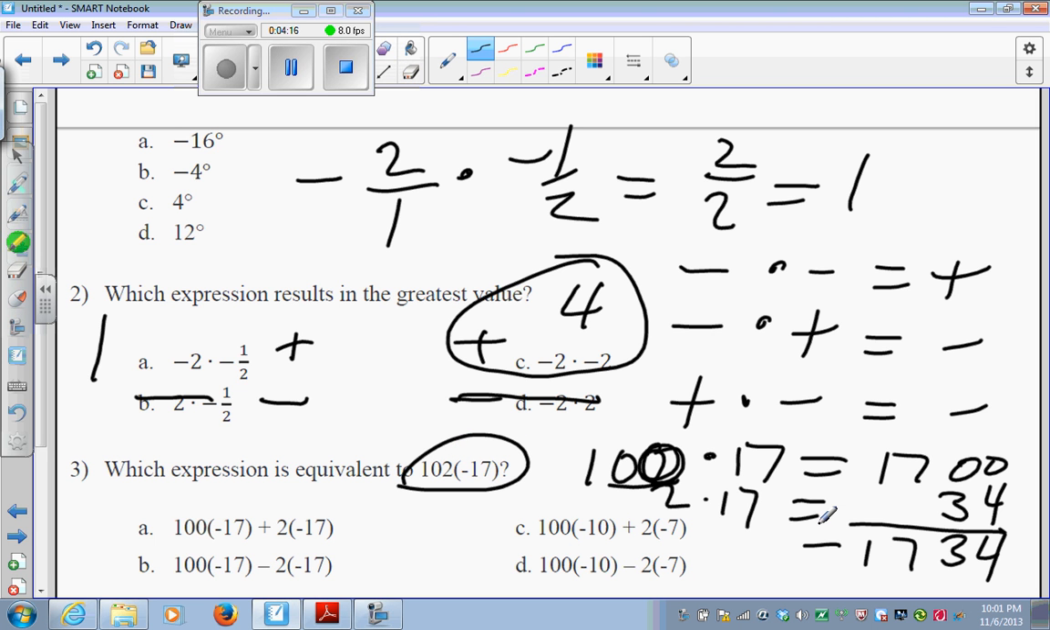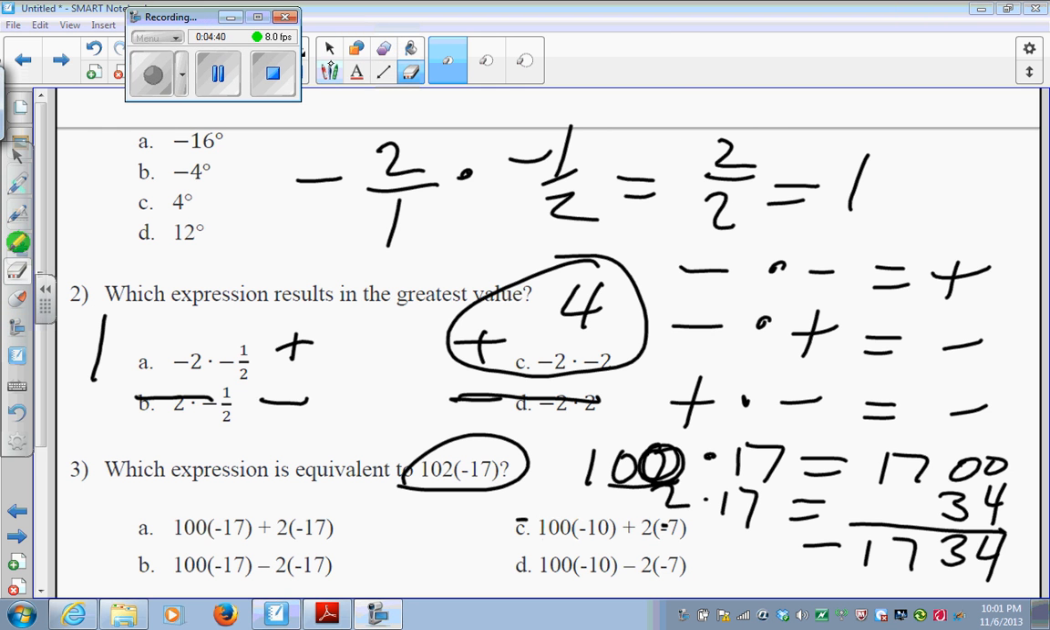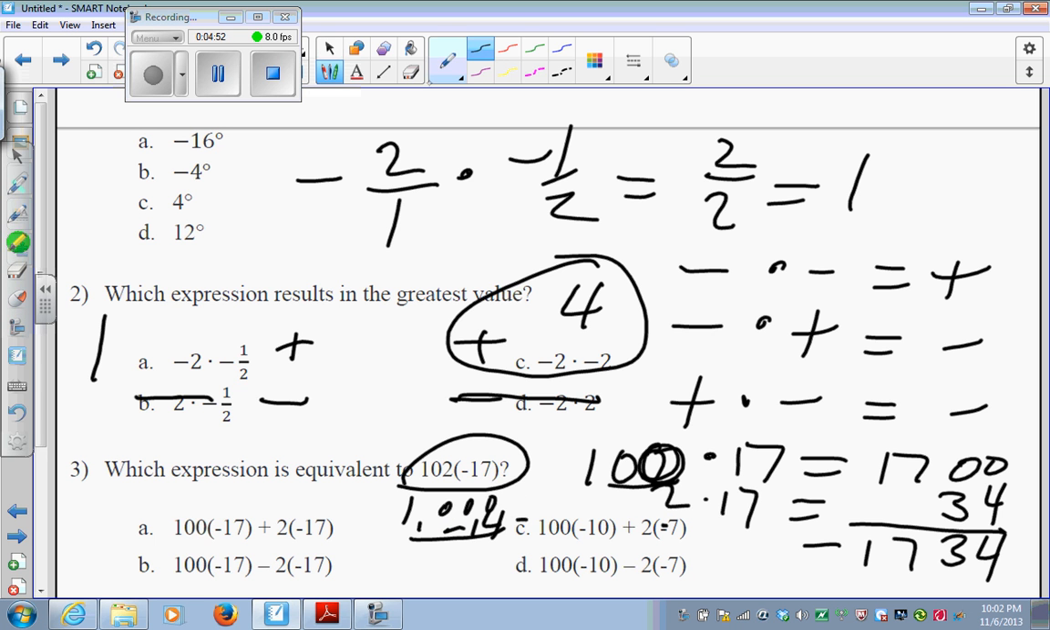So which one of these means the same thing that I just did? Okay, so I did 100 times 17, and I got 1700, and then 2 times 17, and I got 34. Okay, this is 100 times 10, and then 2 times negative 7, so that's not it. Let's make sure we are on the same page as far as what's not correct. So let's do 100 times 10, which would be 1,000. Then 2 times negative 7 would be negative 14. So that's only going to be 1,014. So that is not the 1734 that we're looking for. So that one is not a possibility.